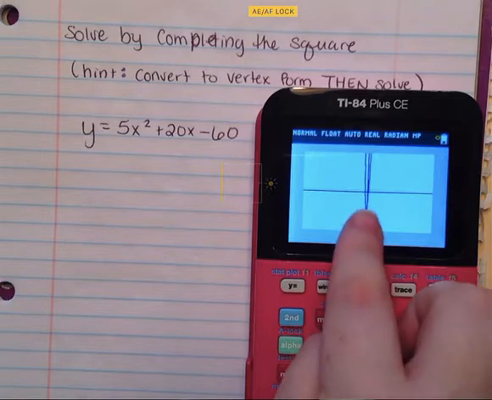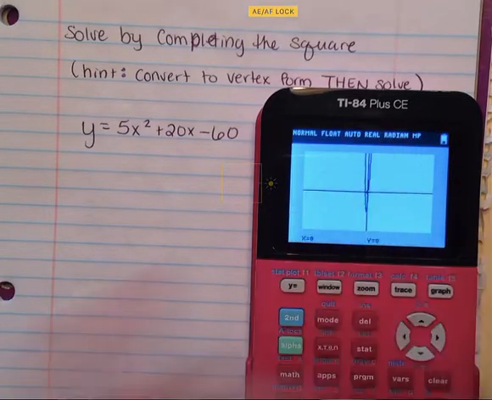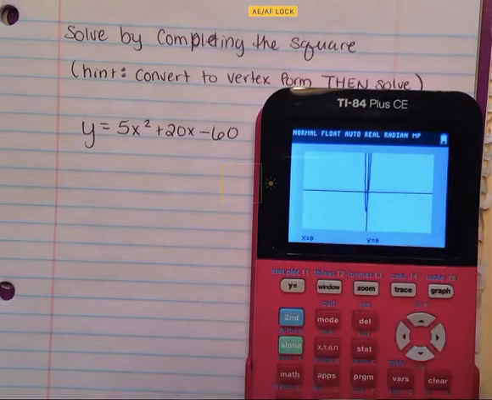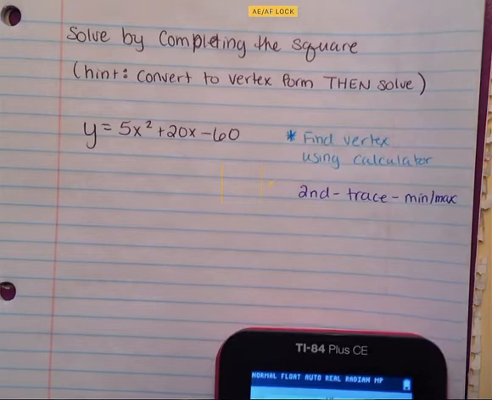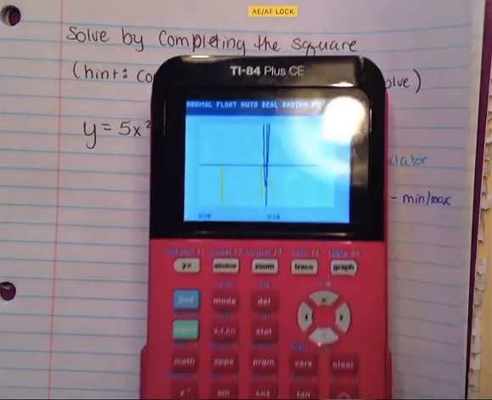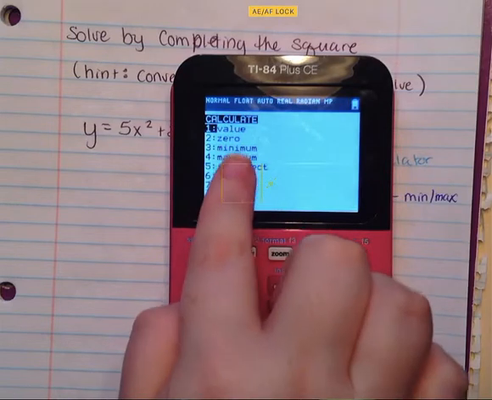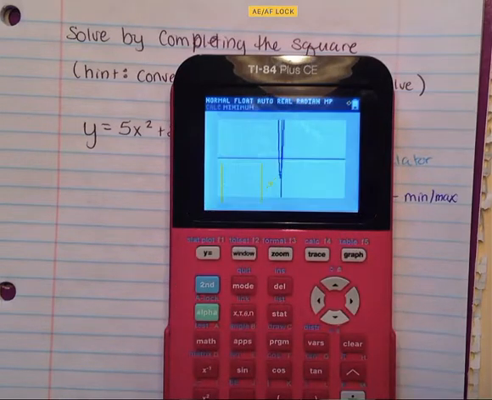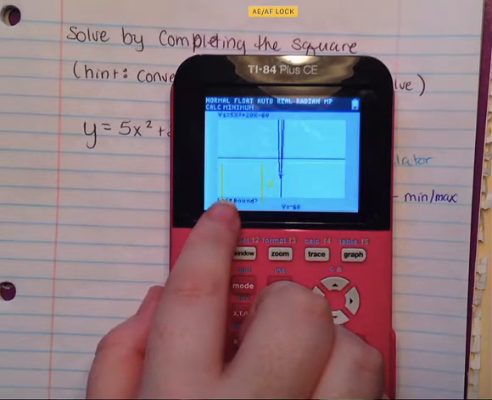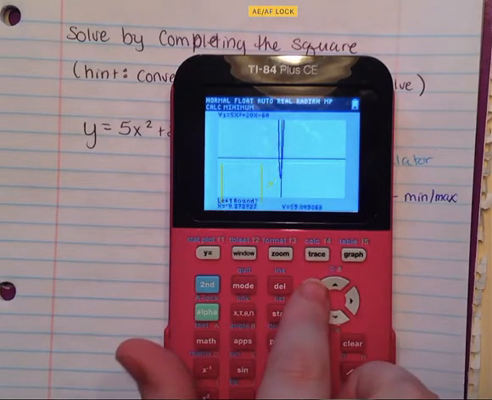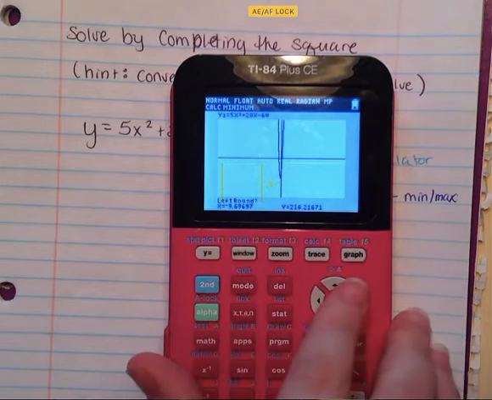I still cannot see my vertex, so I can press enter again for it to zoom out again. Now, it becomes really distorted, but you can see that the vertex is down here. It went down and then shot back up. So now that I can kind of see it, I'm going to do second trace, min or max. It is a minimum, so I'm going to press second, trace, then I want the minimum, so I want number 3. Now, do you notice it says left bound? That means it wants to be to the left of our vertex. So we go to the left until I'm on this side of the vertex.